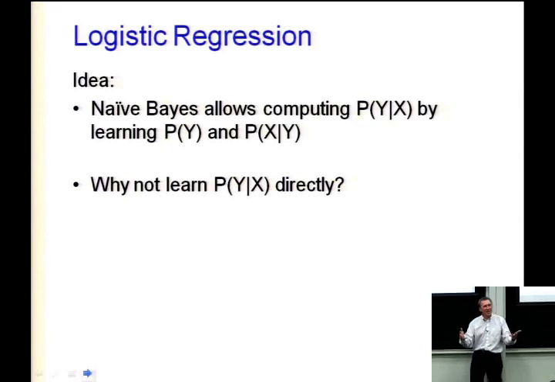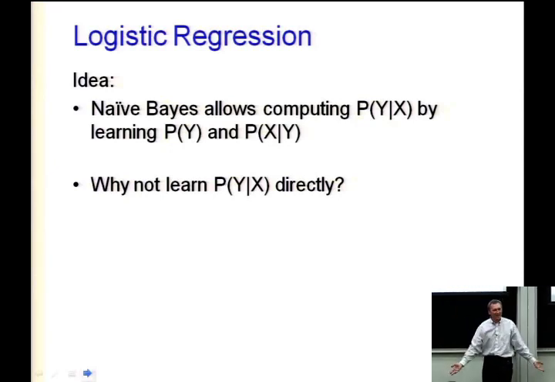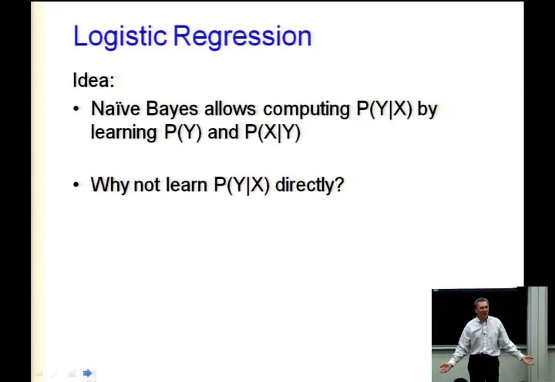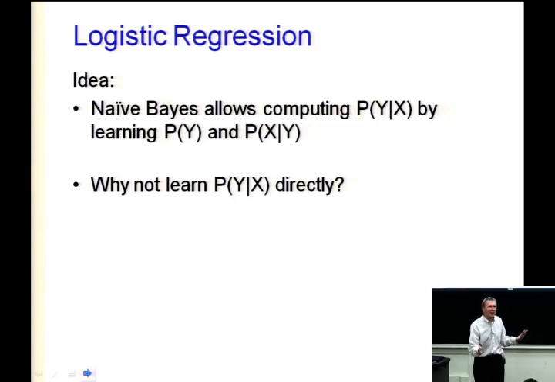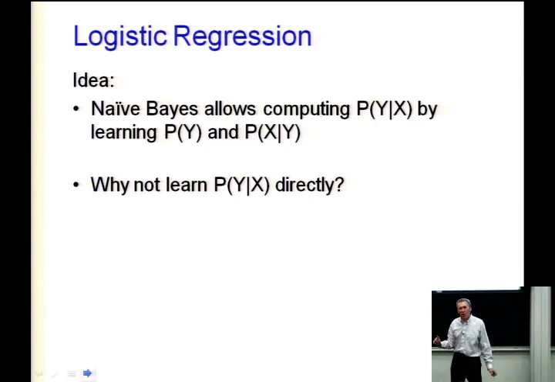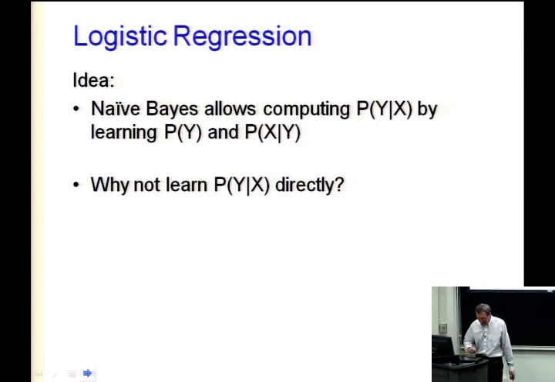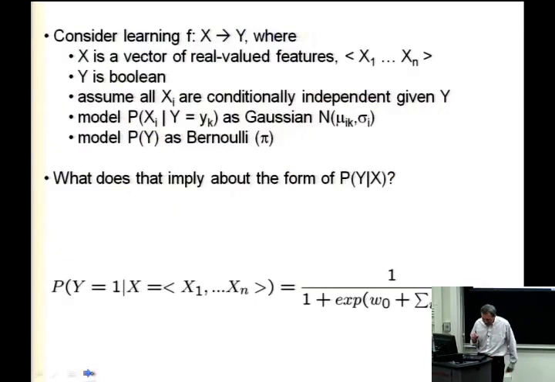So it'll be more restricted than if we don't make the assumption. But let's see what form we would get if we start with our conditional independence assumption and ask what p of y given x will look like. Okay.